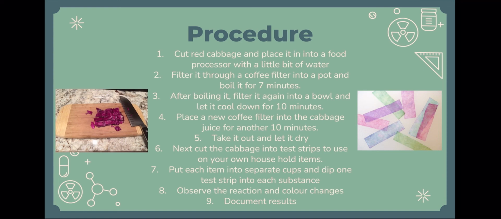The next step is to cut the cabbage into test strips to use on your own household items, as you can see in the pictures to the left and right. Put each item into separate cups and dip one test strip into each substance. Observe the reaction and document the results. Depending on the change of color, you'll be able to tell if a substance is acidic or basic.